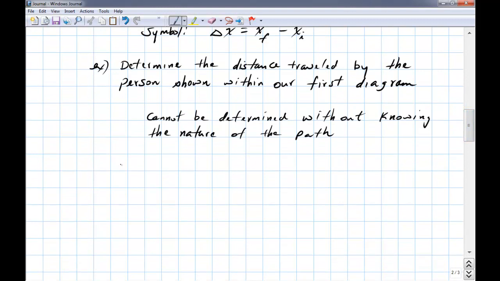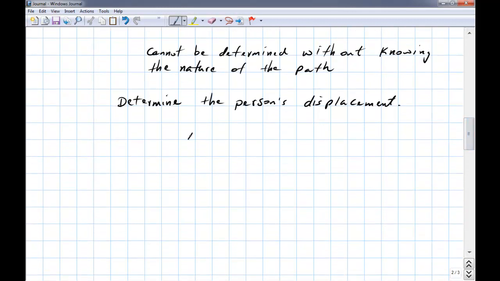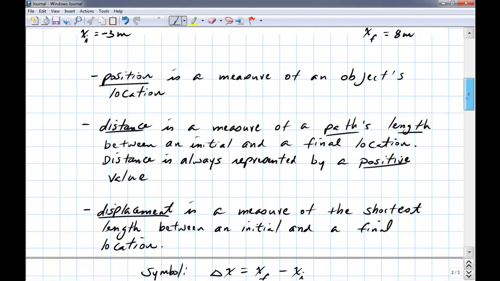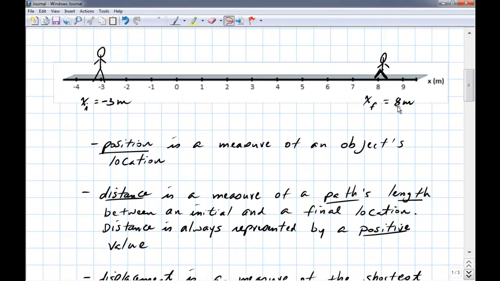Let's now determine the person's displacement. Well, we have an equation for displacement. It looks like delta x equals x final minus x initial. And clearly this equation has no regard for the path taken between the 2 points. So if we go back to our diagram, we notice that x final is 8 meters and x initial is -3 meters.